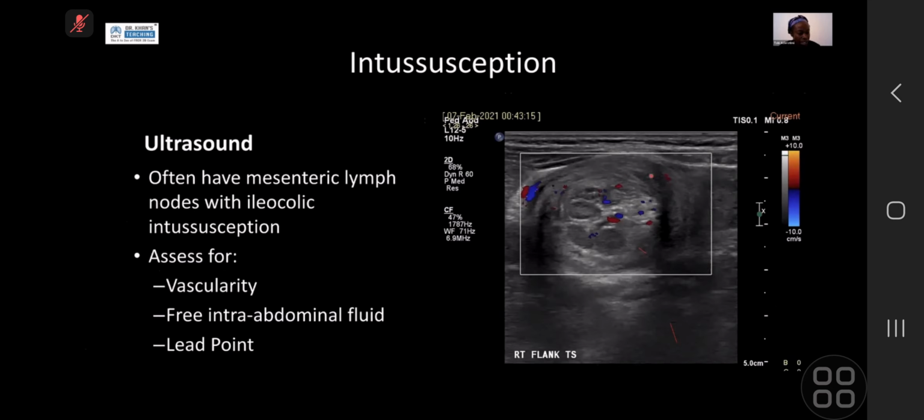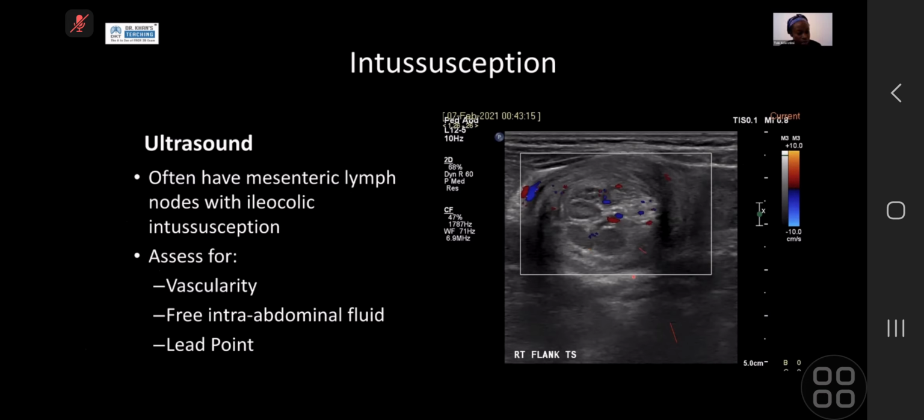So what we're looking for is, can we see any complications that will be contraindications to doing a radiological reduction? So we're assessing for vascularity. I always put color Doppler on to see flow, and there should be flow in the mesentery and in the bowel wall, as we have in this case. I also look to see if there's any fluid within the intussusception, because that can make it a bit more challenging to reduce, or can suggest that there's a lead point, such as a duplication cyst. I look for free intra-abdominal fluid because that can be due to perforation. And I also try and assess for a lead point.